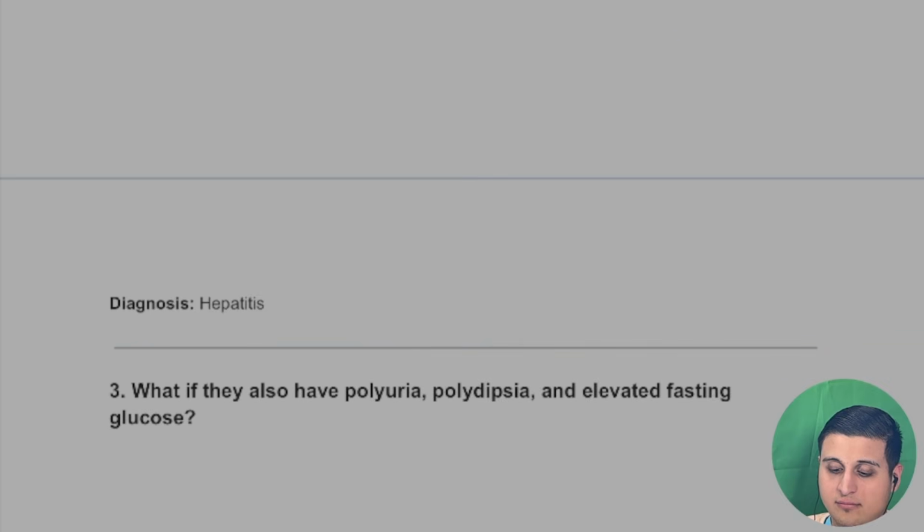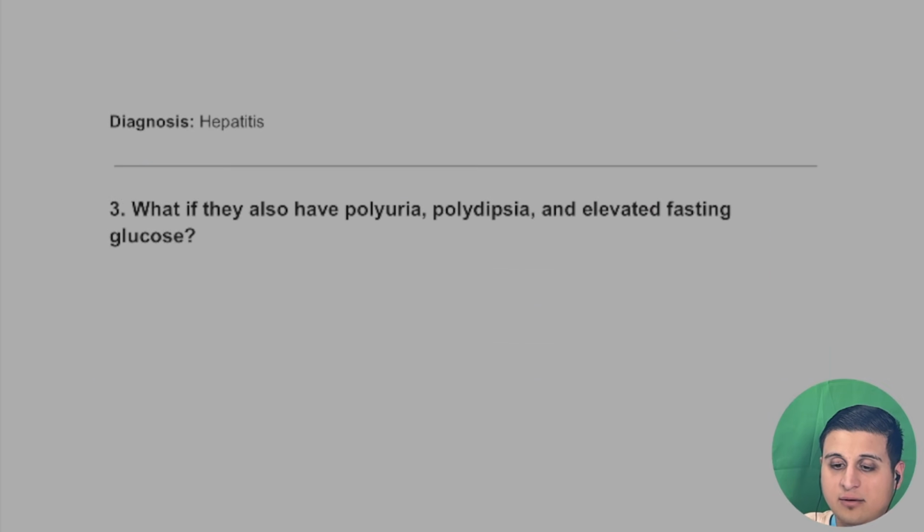Okay. Moving on to our next one. Now we have a patient, again, with fatigue, weight loss, abdominal pain. Now we have polyuria, polydipsia, elevated fasting glucose. Now we're thinking diabetes, right? Type 2 diabetes. If I said type 1 diabetes, that'd be fine. I'm just kind of picturing an older patient, but let's just say diabetes in general.